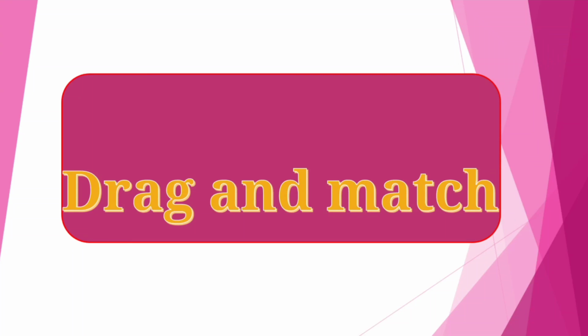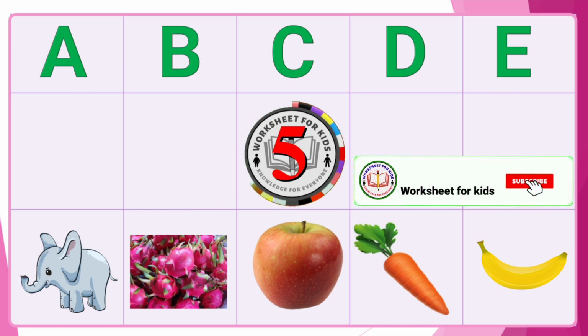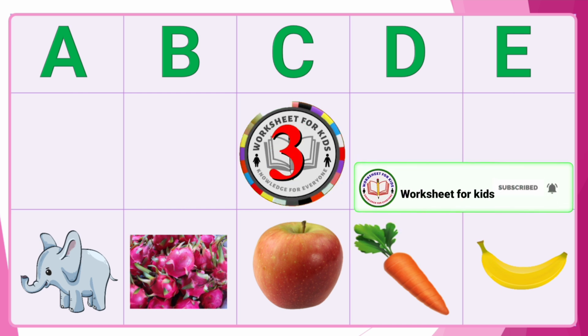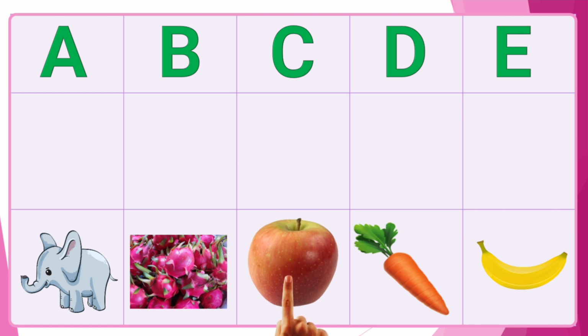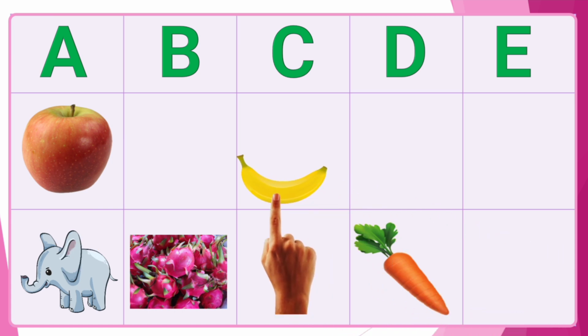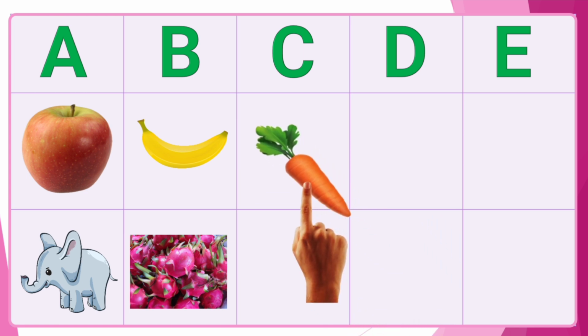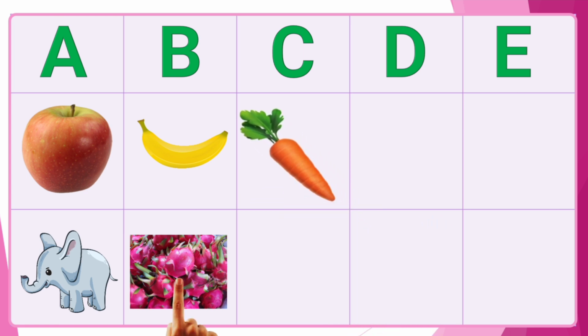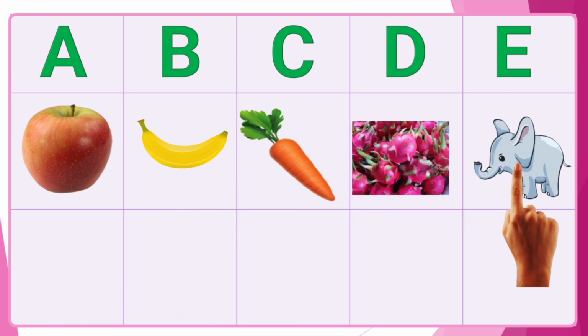Drag and match. 10, 9, 8, 7, 6, 5, 4, 3, 2, 1, 0. A for apple. B for banana. C for carrot. D for dragon fruits. E for elephant.